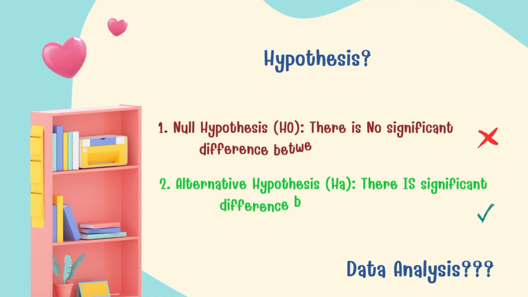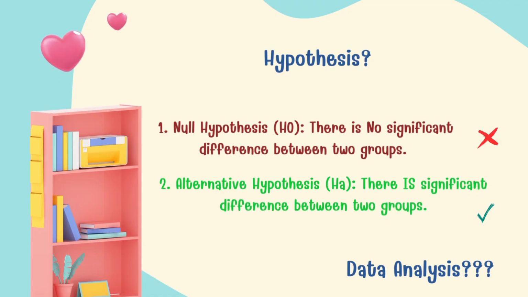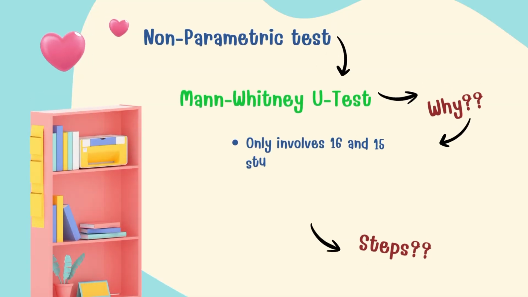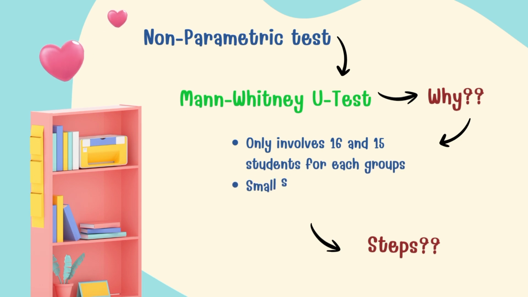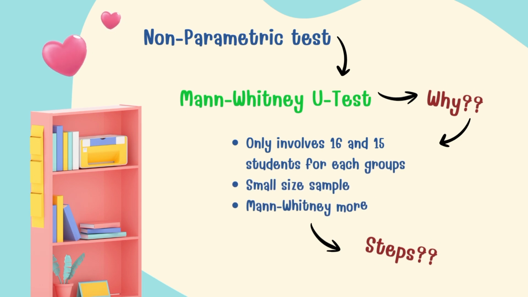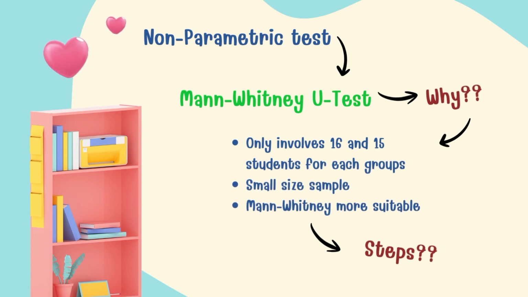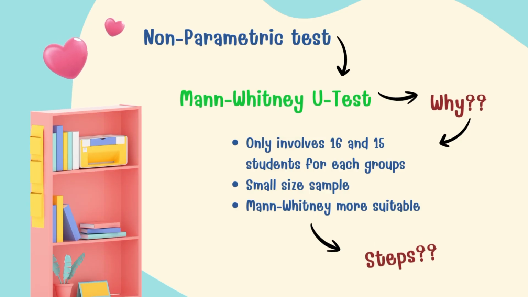And for the hypothesis, there are two hypotheses. The first one is the null hypothesis, which states that there is no significant difference, while the alternative hypothesis states that there is a significant difference between two groups. For the data analysis, I use a non-parametric test, which is the Mann-Whitney U test. I use this test because the sample size of my data is too small.